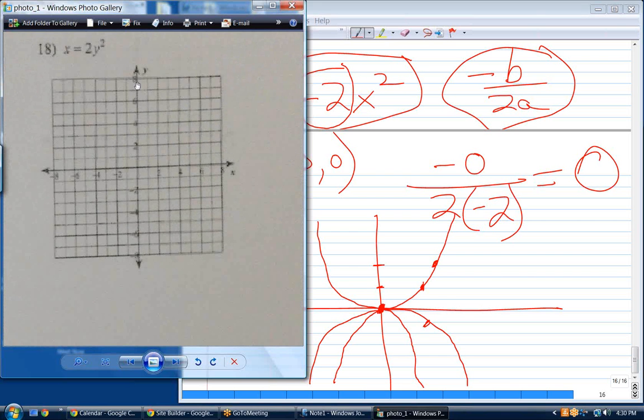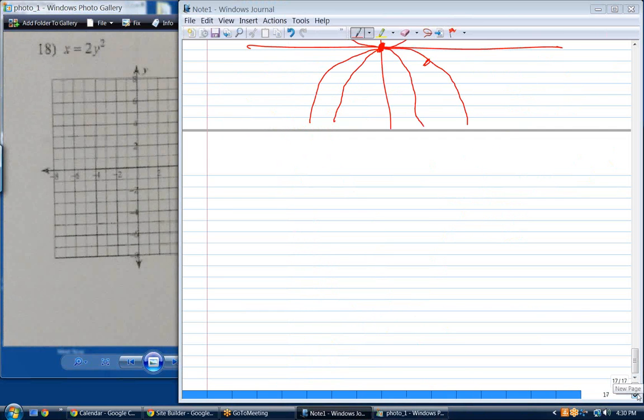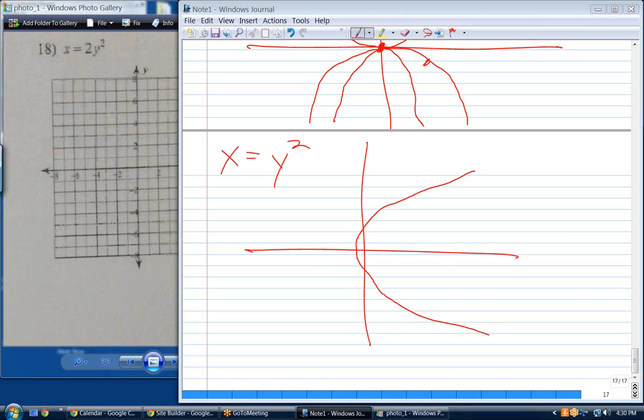X equals 2y squared is a parabola, but it's a sideways parabola. In other words, if I wanted to plot this, it looks like that. Only that's the vertex. It's at 0, 0 again.